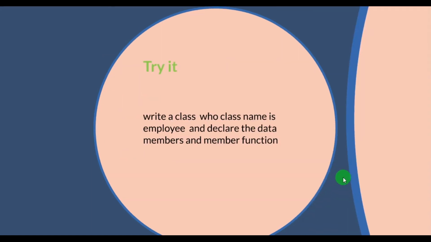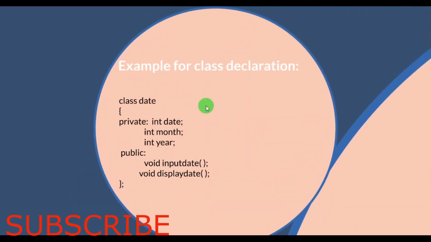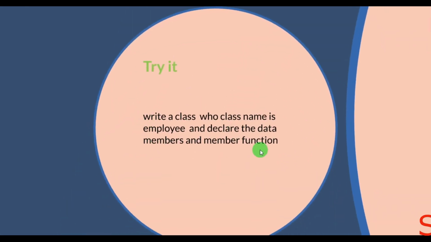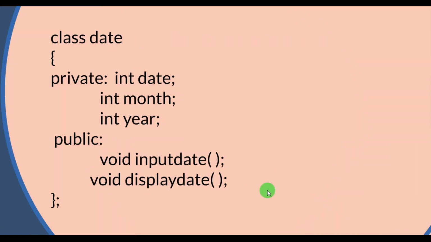Next, try it. I'm going to give you a try it session: write a class whose class name is Employee and declare the data members and member functions. This is the question I am going to give you. Previously you studied how to write a class. In the same way, you need to write a class for this particular question. So please note down this question and please try it. It will be fun. Remaining topics we are going to see in the next class.